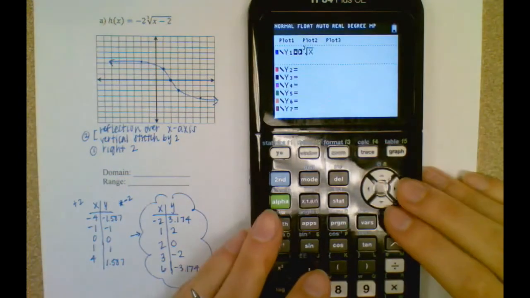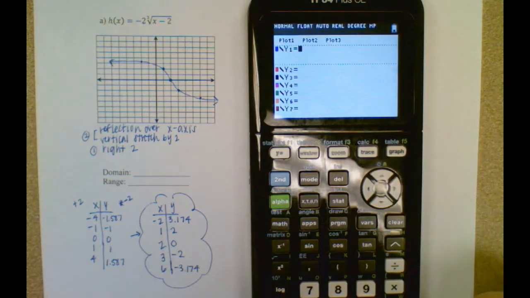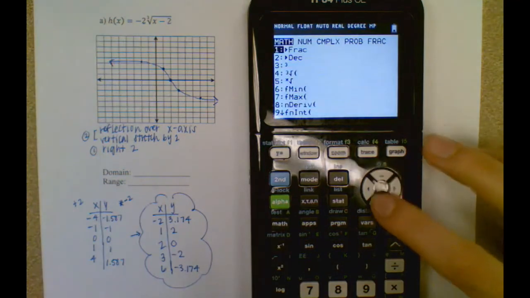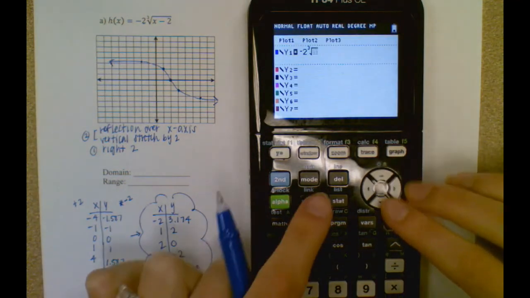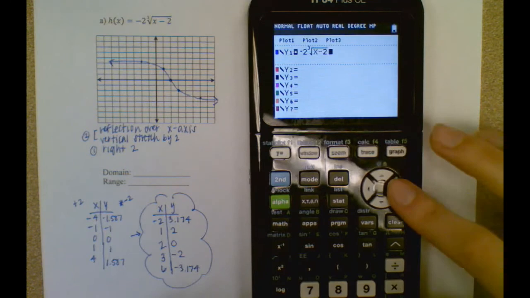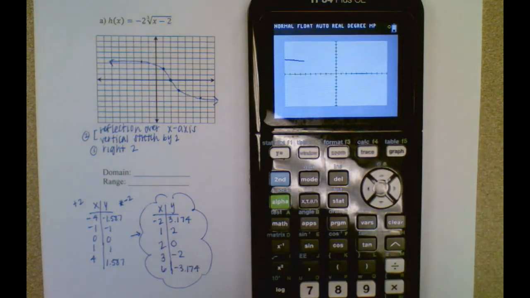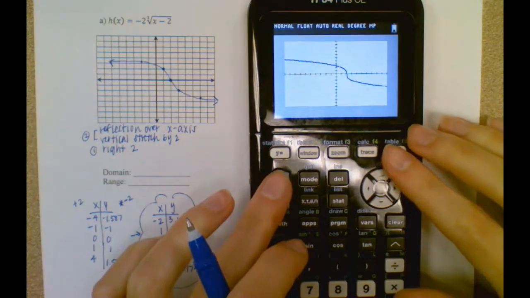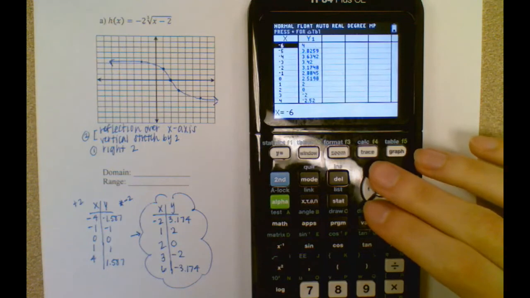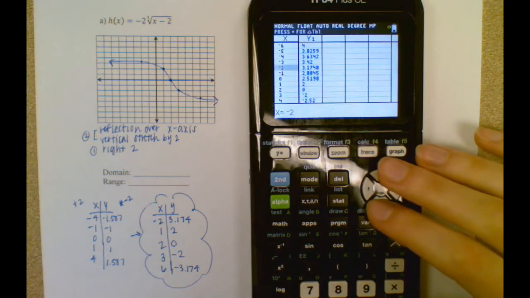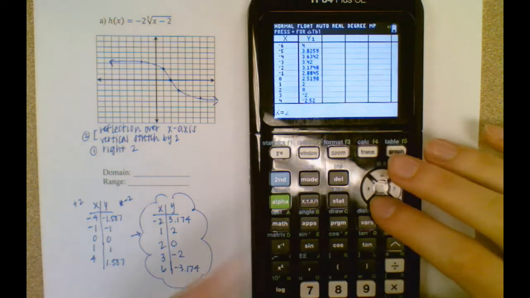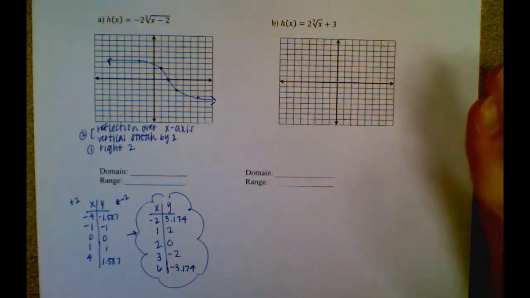Real quick, if you are typing that into your calculator, this is -2 math 4 x minus 2. You guys can see it looks just like that. Okay, and you guys can plot those points, and you can see here that these are the same points that we plotted.